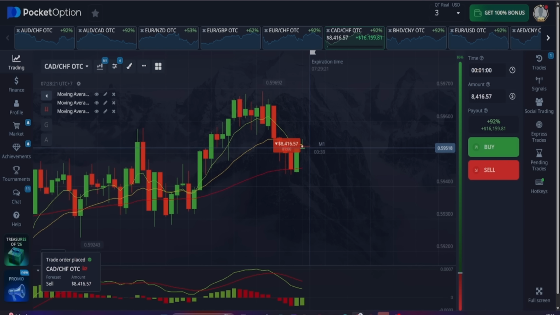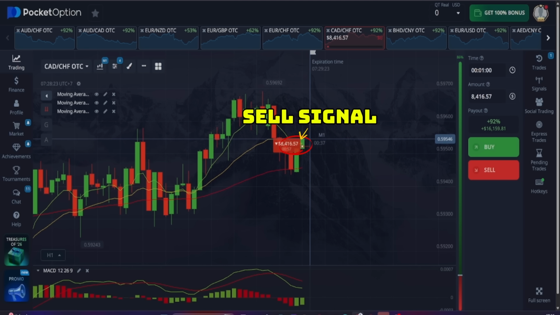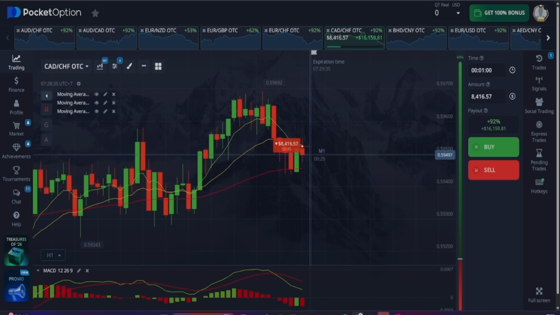I took that sell because of a clear moving average crossover. The green MA crossed below the yellow MA, which tells us that short-term momentum is starting to weaken and sellers are beginning to take control. This crossover is important because it often marks the early phase of a trend change or a correction within the trend.